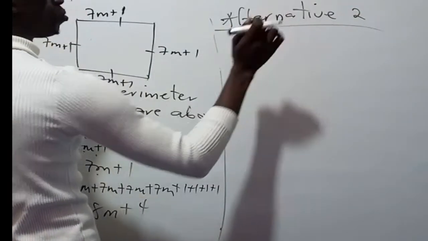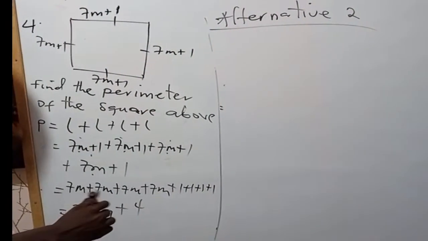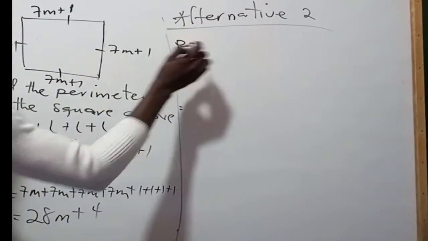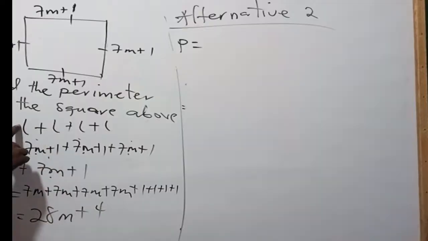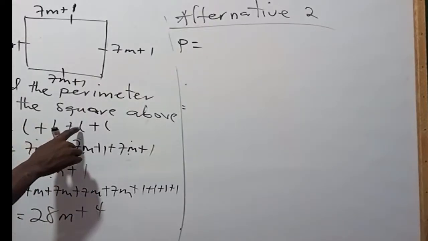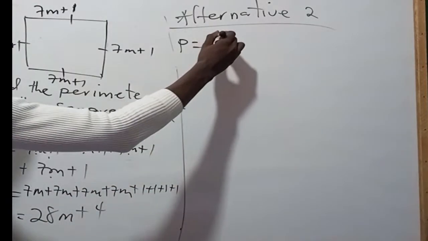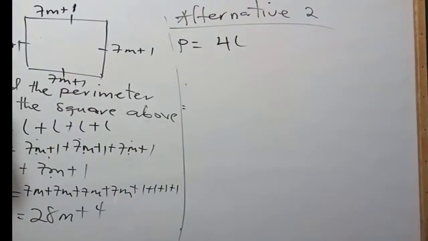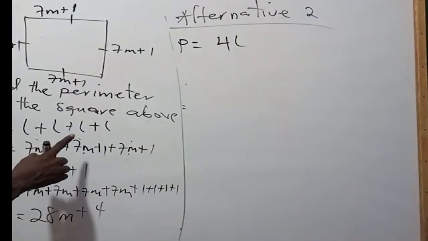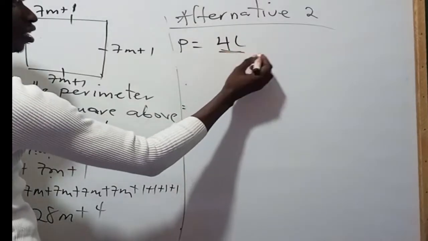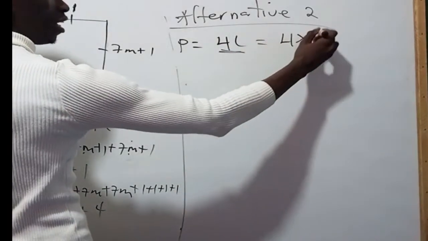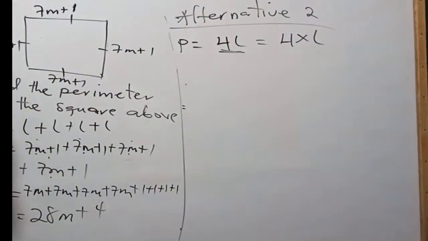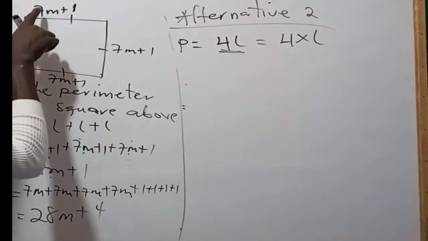Alternative 2. Now, I can decide, you see, because look here, L plus L, this is 1L plus 1L plus 1L plus 1L, the same as what? 4L. That's 4L. And this 4L, we said that the first day, this means 4 times L. Okay, so now we know L.